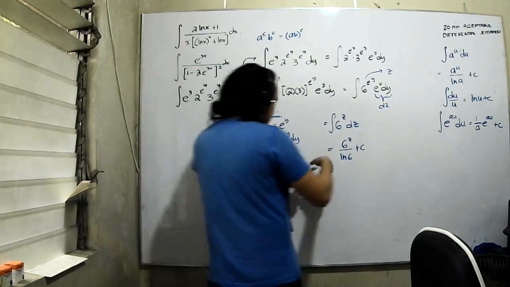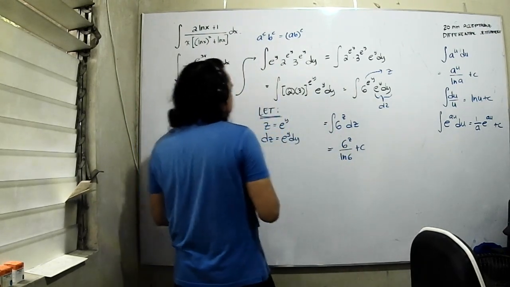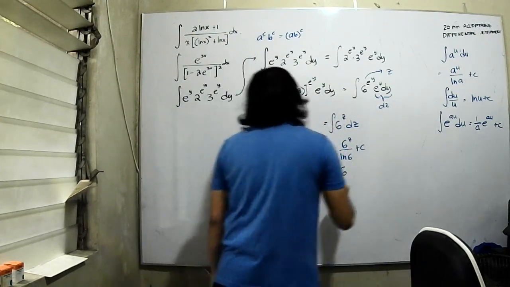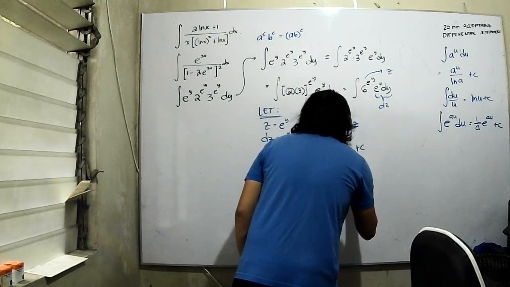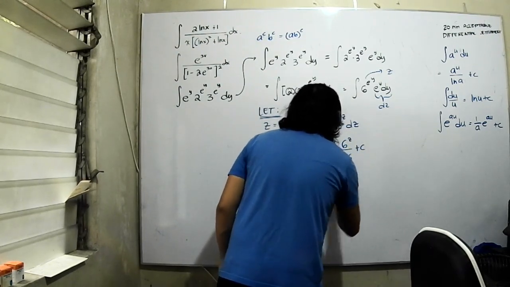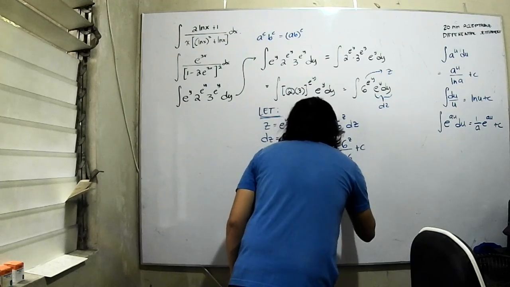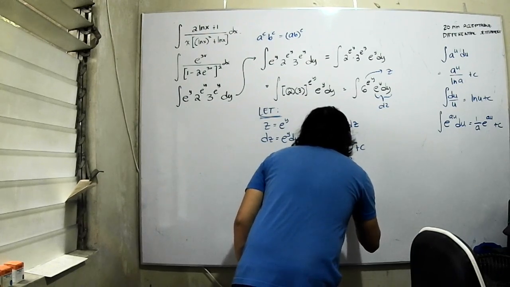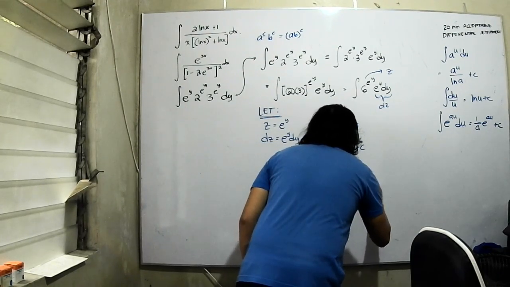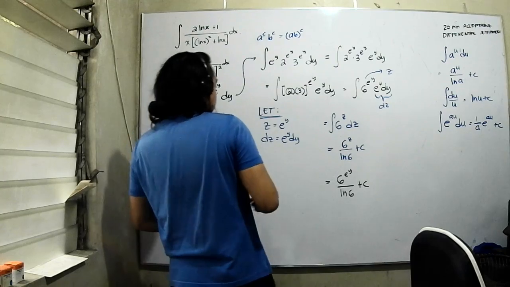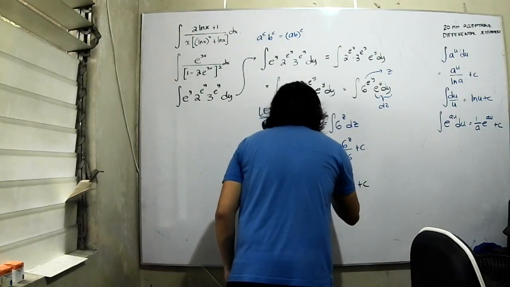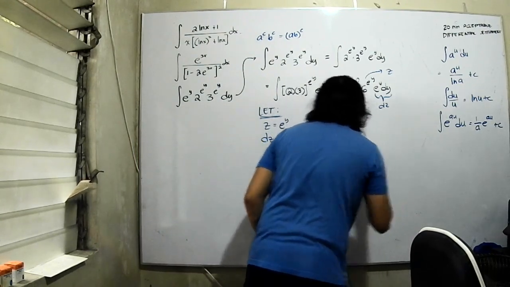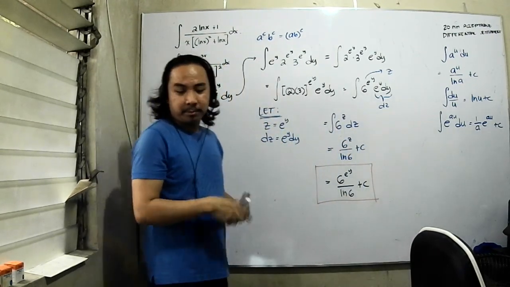So kabalo man ta diri, z is equal to unsa? y. So why not I'll just kuan na din diri, balik ko sa x. 6 to the power of y divided by, let's try to make room, 6 to the power of y divided by ln 6 plus c. This is our final answer dayon. Gets?